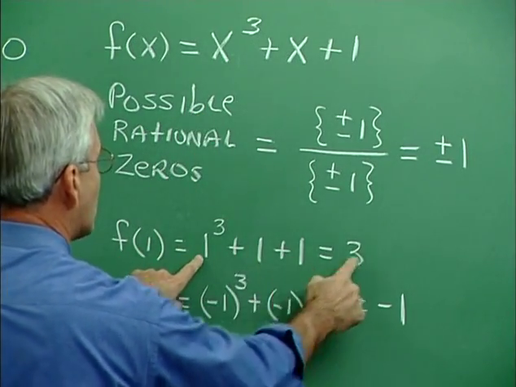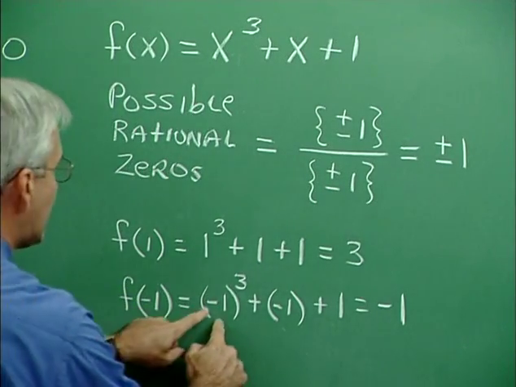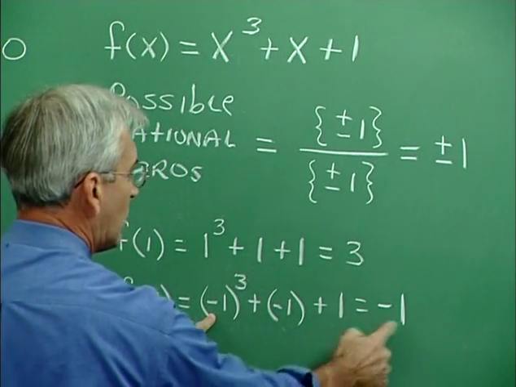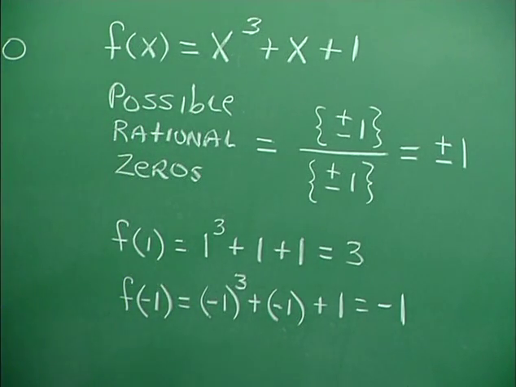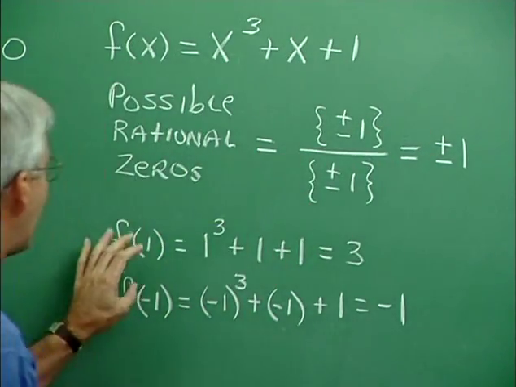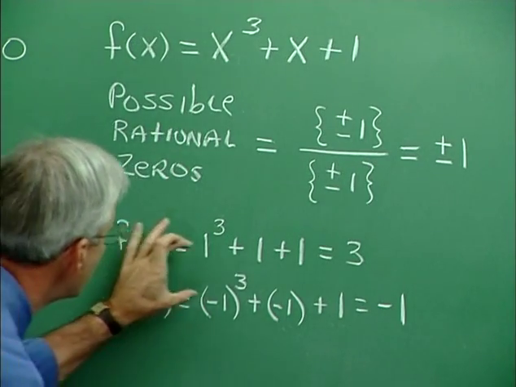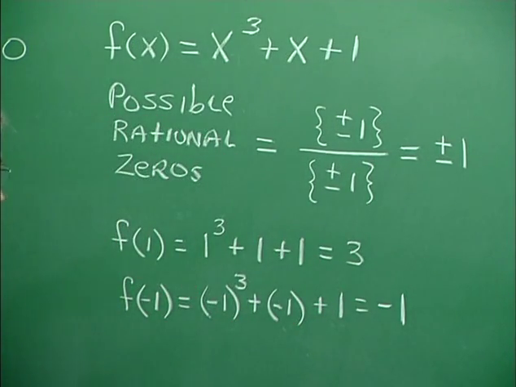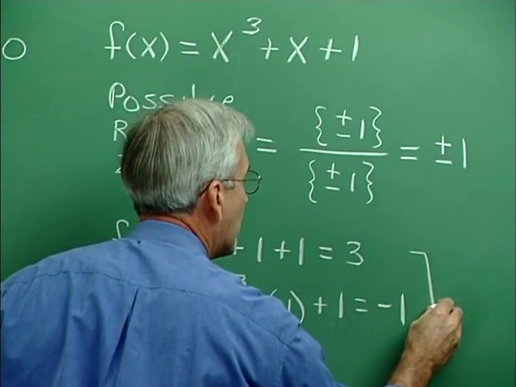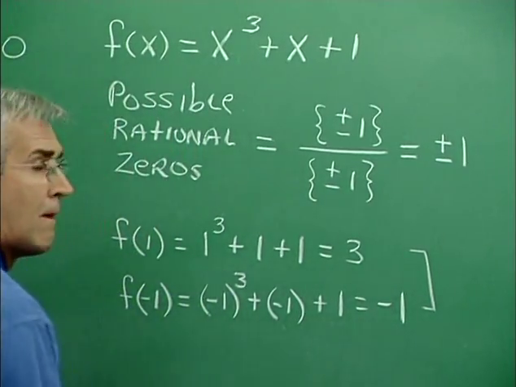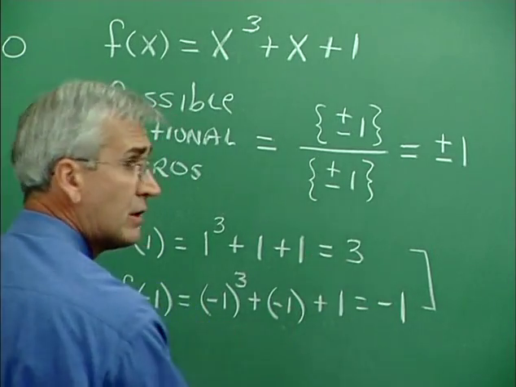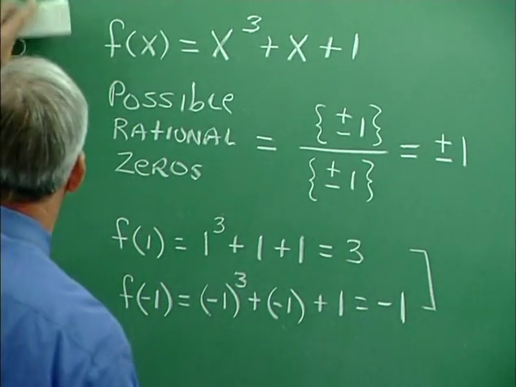We have 1 cubed plus 1 plus 1, that's 3. F of negative 1 is negative 1 cubed, which is negative 1, and then with negative 1 and 1, we'll give negative 1. Well, how does this help us? It turns out that if these are all of the possible rational zeros, neither one of them produces a 0 for our function. So how does this really help us? Well, we might notice here that 3 and negative 1 are on opposite sides of the x-axis. So there's a crossing between these two, if we're thinking graphically here.